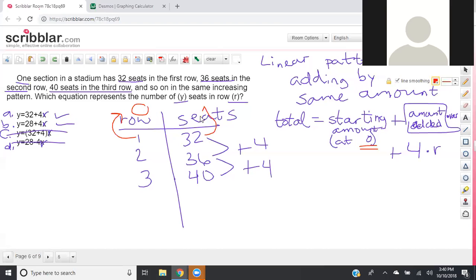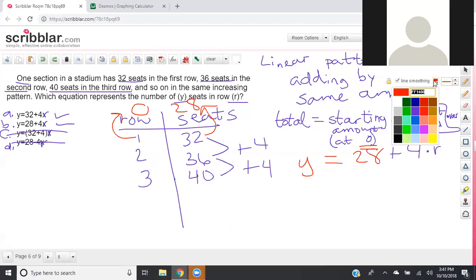So it's B, because we've got to go backwards. Okay, backwards from 32, minus 4. It's 28. So 28 plus 4R. And then they used the letter Y to represent the number of seats. See, they make it tricky so you don't get the right answer. So again, it can be hard to remember that, but if you can memorize this, and it's not on your formula sheet, then you can do it this way.